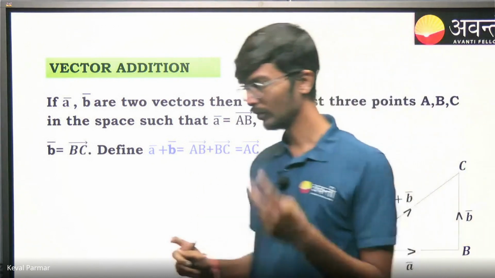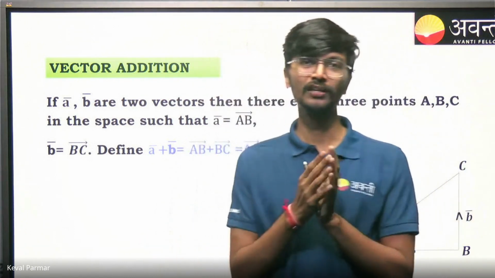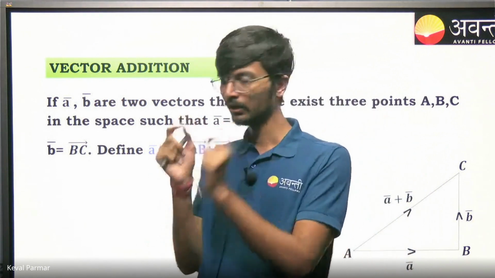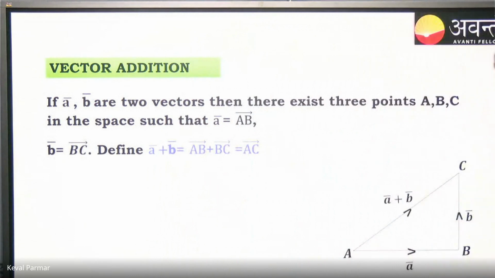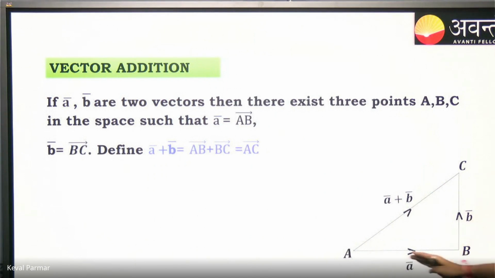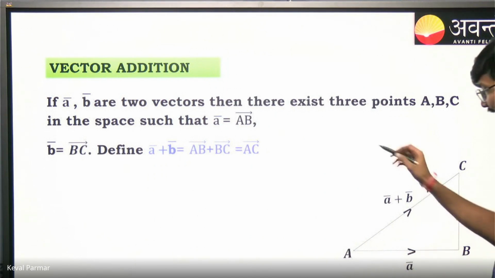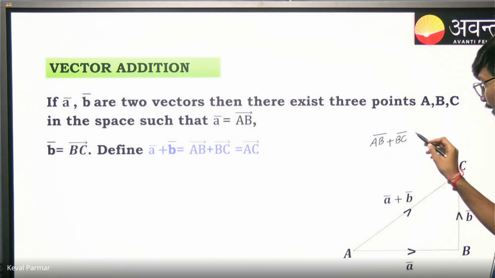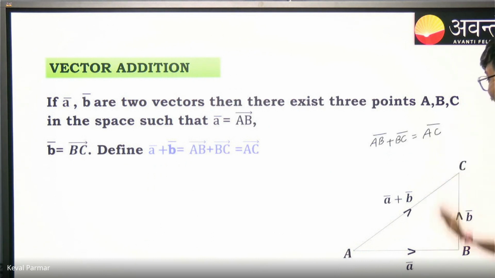So if we want to add two vectors, then this is called the triangle law. Triangle law says that if these three vectors are like this and the direction is as given, then I can say AB bar plus BC bar is equal to AC bar.